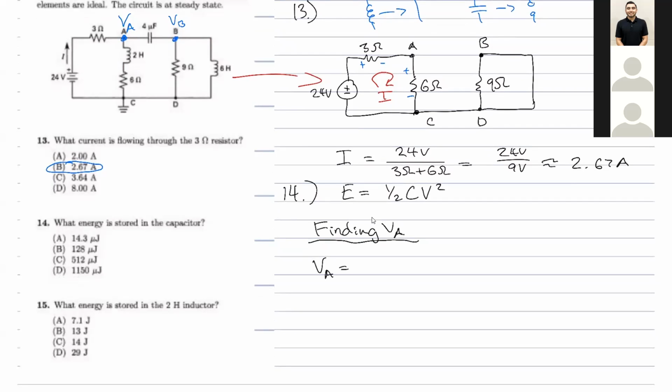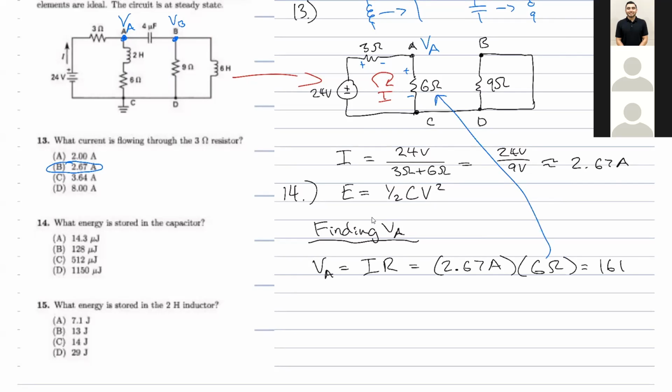If we take VA, and we already have the current from the last question, so that's just, here, maybe I should do this, I times R, which is 2.67 amps times the resistor, 6 ohms. Okay, because VA is simply the potential difference from that point to ground. All right, does everybody understand that?